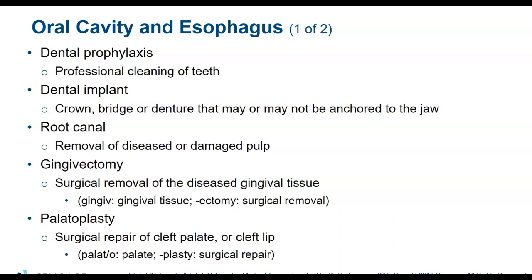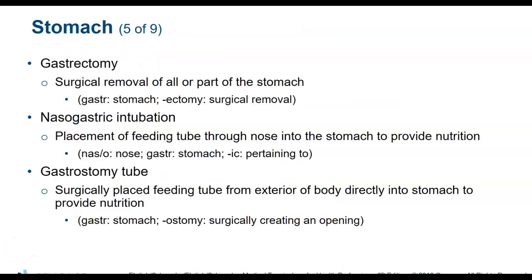Gingivectomy is the removal of diseased gum tissue or gingival tissue. Sometimes they will actually do a little skin graft if they have to take too much tissue out. Palatoplasty is a surgical repair of a cleft lip. Gastrectomy is a surgical removal of all or part of the stomach.